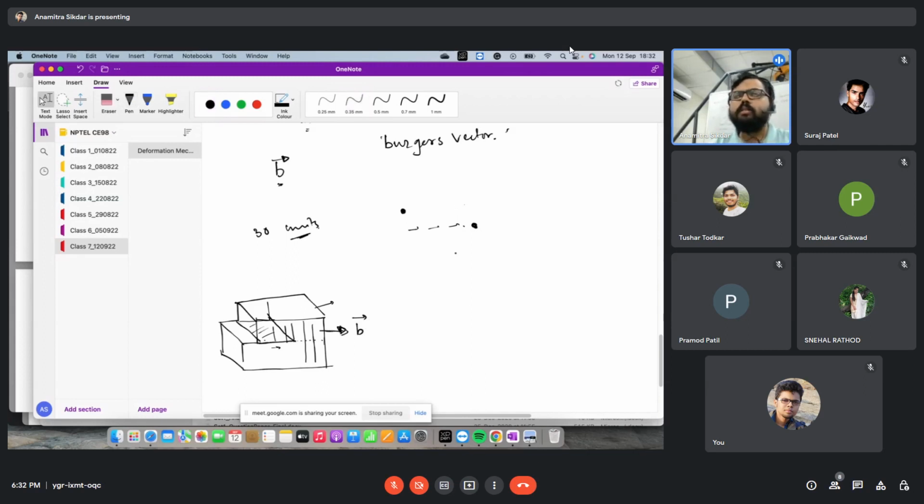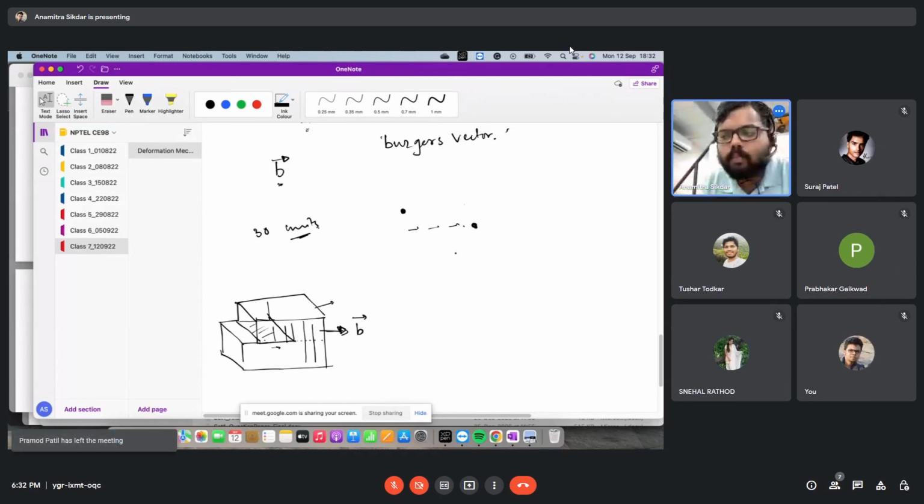So what happened, you just slipped the upper part, right? So the direction of the Burgers vector will be along the slip direction. Clear? Are we clear?